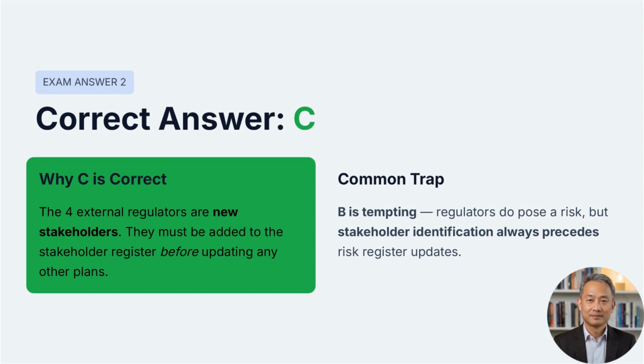Correct answer. C. The 4 external regulators are new stakeholders and must be added to the stakeholder register first before updating other plans. Common trap. B is tempting because regulators pose a risk, but stakeholder identification comes first.